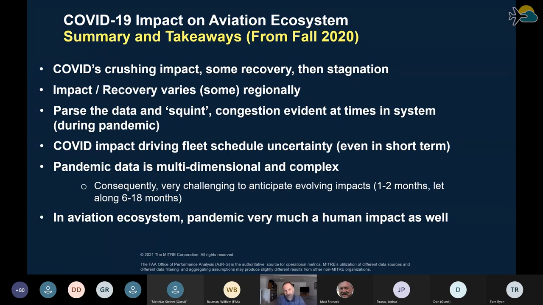I probably didn't need a bullet to say that the pandemic data is multidimensional and complex, but this is still making it very difficult to anticipate what's going to happen a few months, let alone 6-12 months from now. And again, this is still very much a human impact. We still have folks being infected with the virus: air traffic controllers, pilots, TSA agents, and passengers. And we have to still see how this is going to play out.